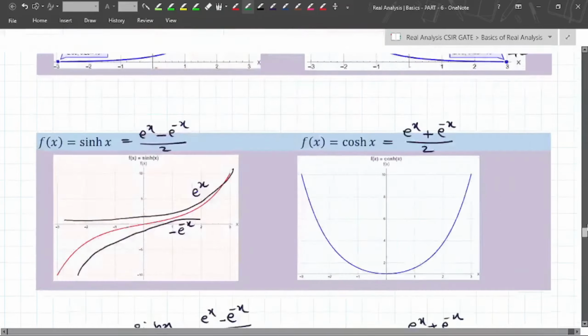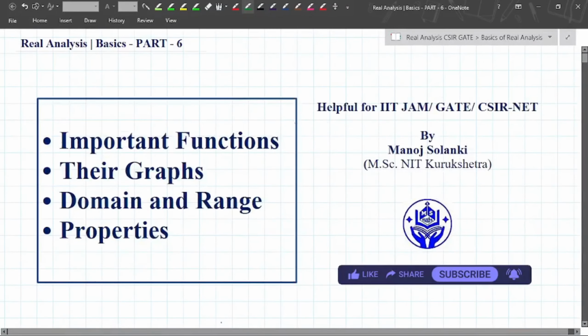So here I have discussed all the things related to the important functions, their graphs and domains.